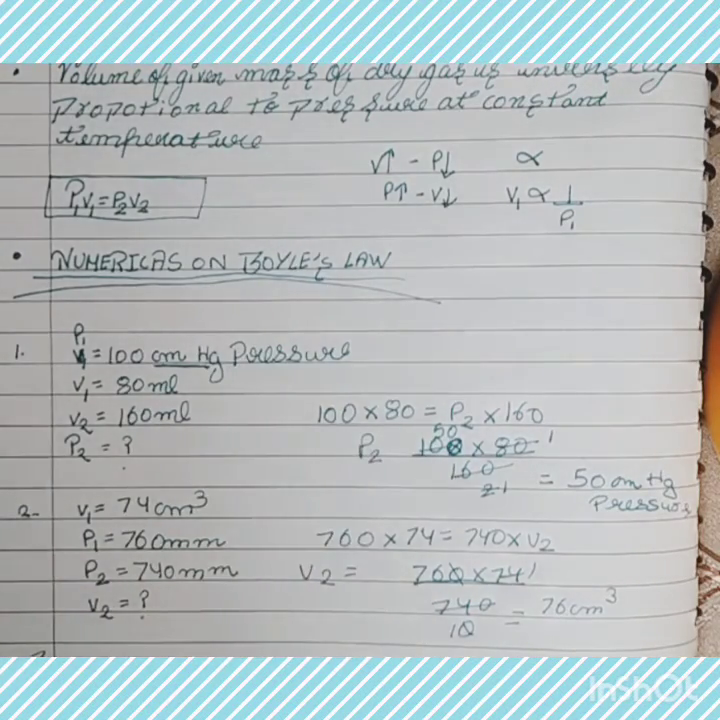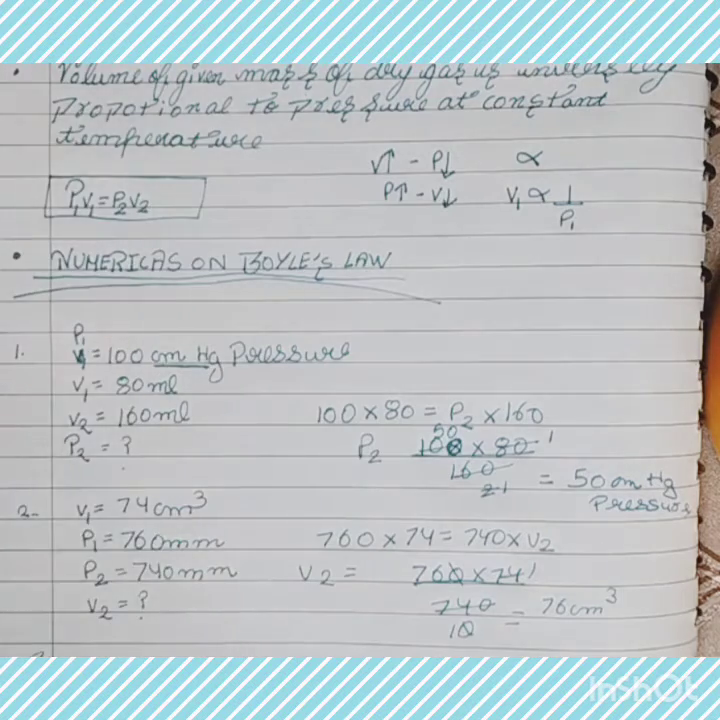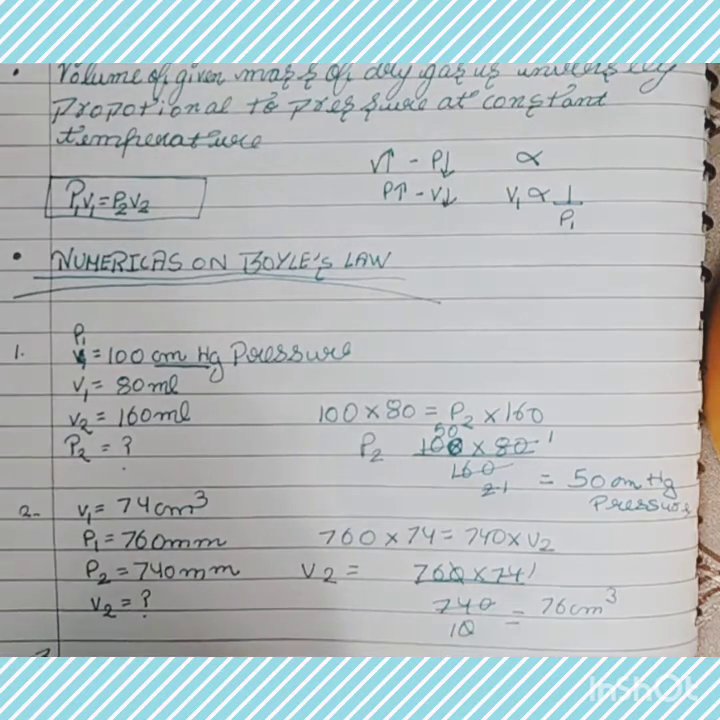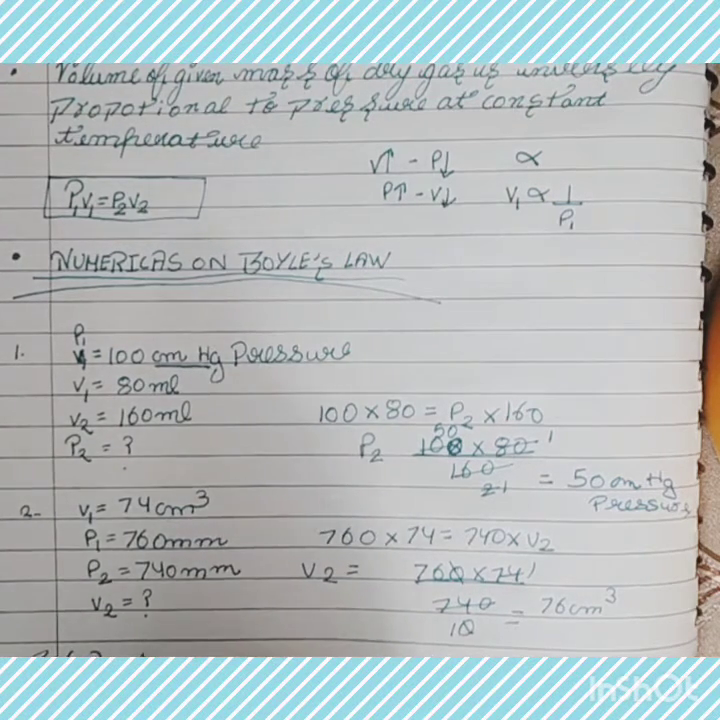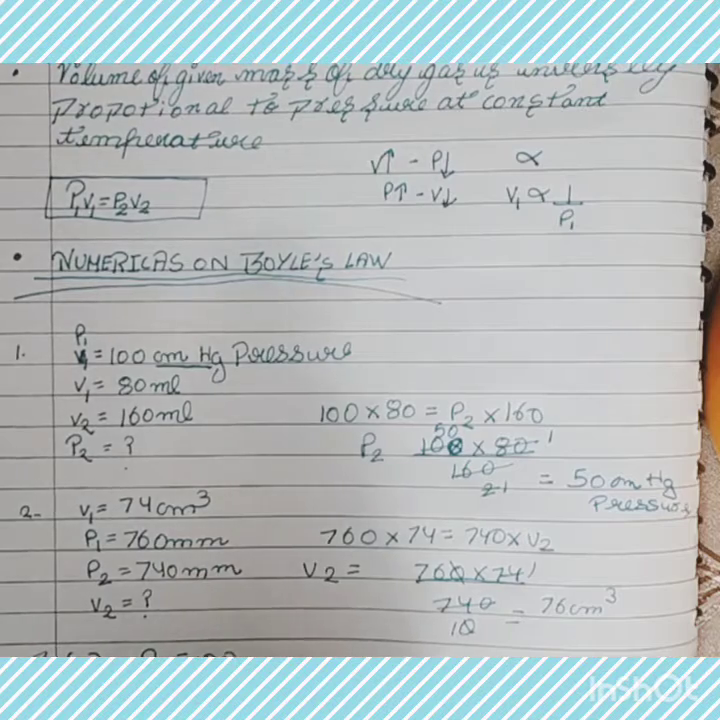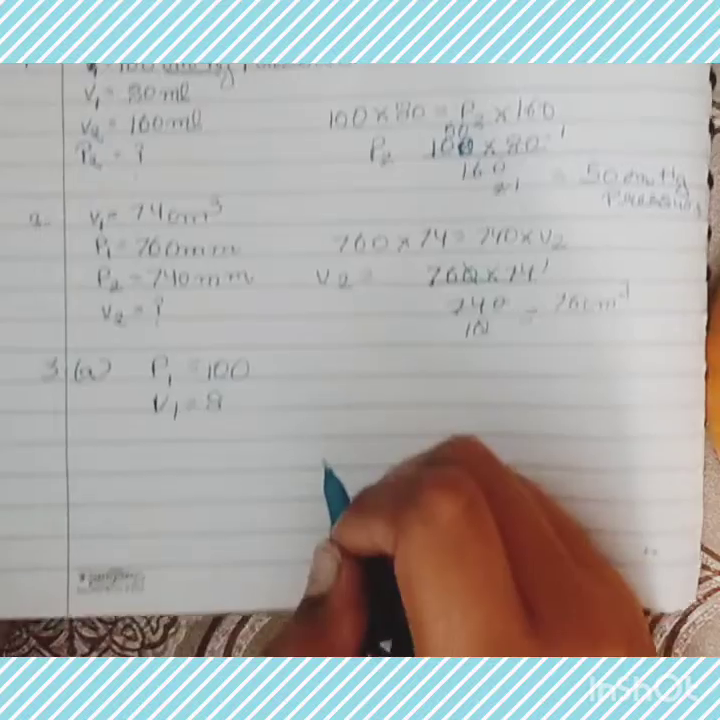So you can get to know that your answer is correct, or you can verify your answer. Third numerical: a student performed an experiment. So you just go to where the pressure is written and volume is written. There are two questions, so we will write A part. Pressure P1 equals 100. V1 equals 80.